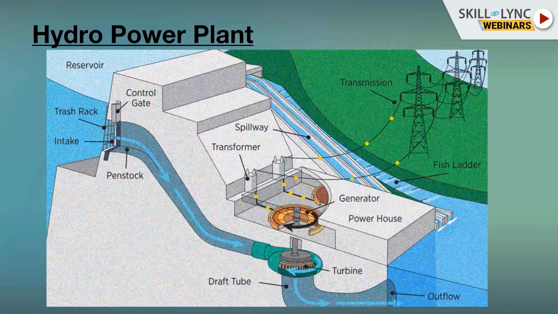And you can see another picture also, which has been clearly shown, what I have explained previously. Through this intake, the water moves, and through this penstock it comes, and while it hits the turbine, we produce the electrical energy through the generator, and it is transmitted through the transmission lines.